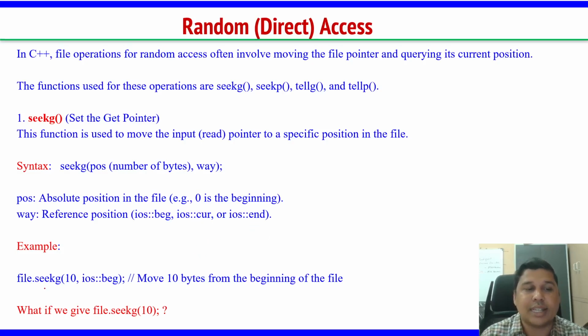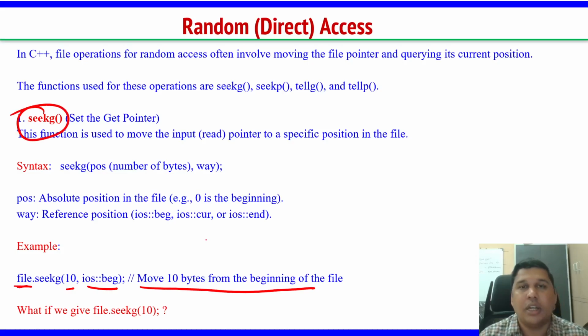So this is an example. Again, this is the pointer dot seekg 10 comma ios::beg, which means move 10 bytes from the beginning of the file. I hope you understood the seekg function. Whenever you have a read pointer, that read pointer can be jumped from one location to the other location using the seekg function.